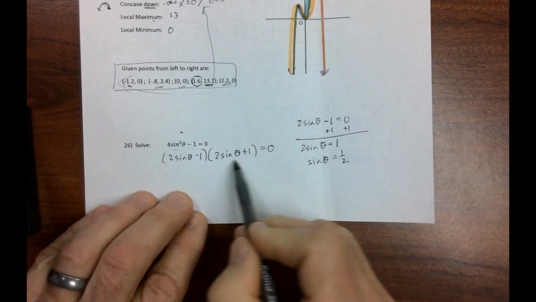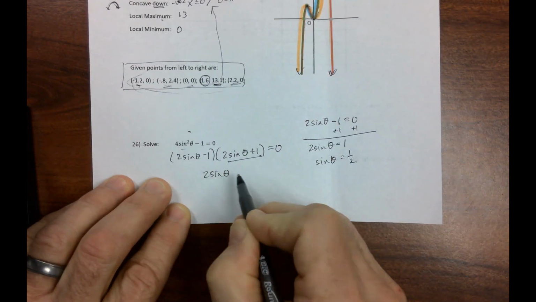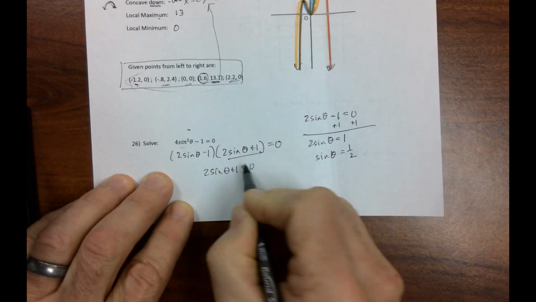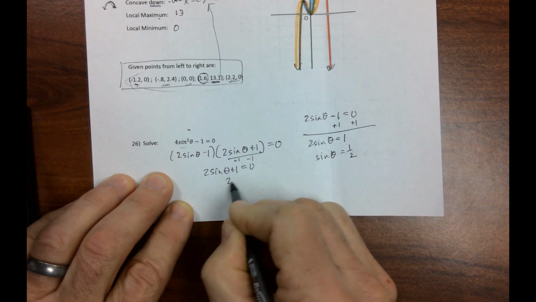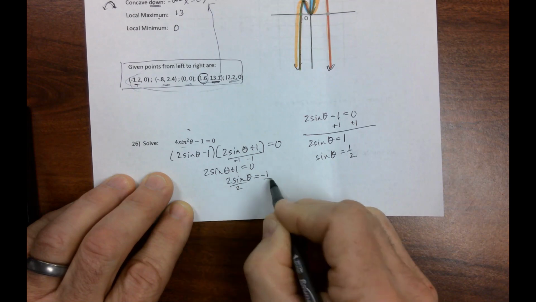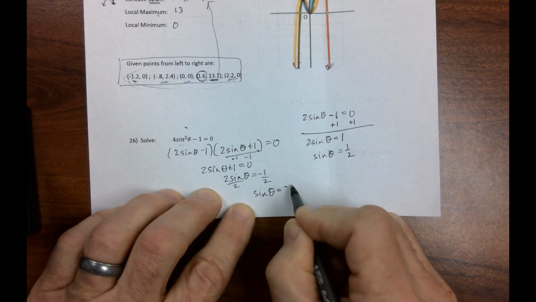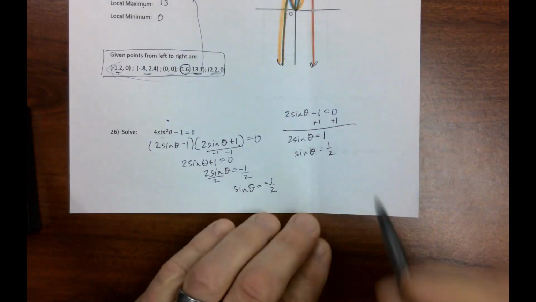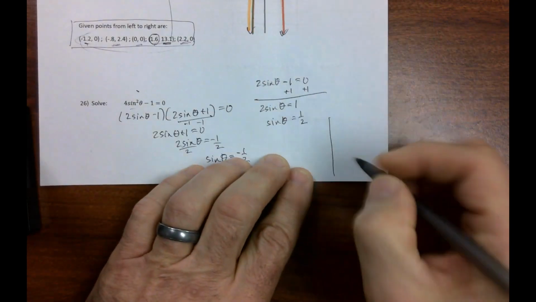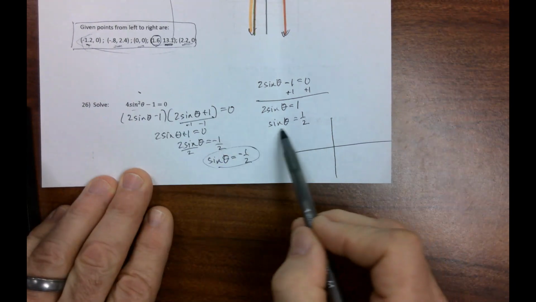Now, if I went and did the same thing for this one, 2 sine theta plus 1 equals 0, subtract 1, subtract 1. 2 sine of theta equals negative 1, divide by 2, divide by 2. Sine of theta equals negative 1 half. So, they're asking us, where is this true and where is that true?